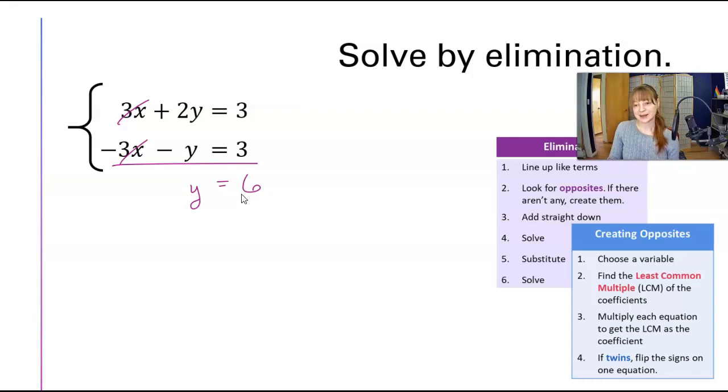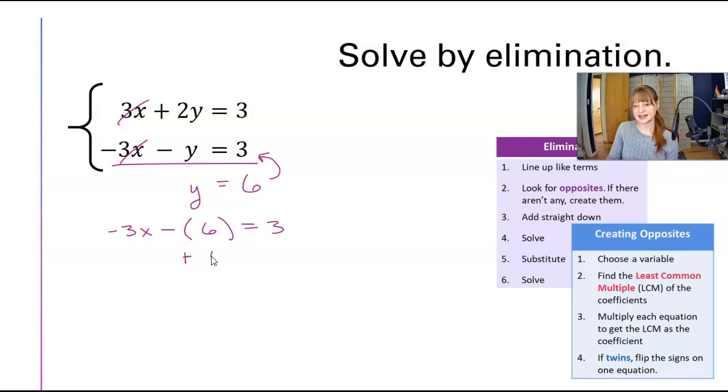So now we can go back and plug y back into one of these. I'm going to plug it back into this equation right here. So I get negative 3x minus the value for y, which is 6, equals 3. Remember, I just got this from this equation right here. Negative 3x minus y equals 3.